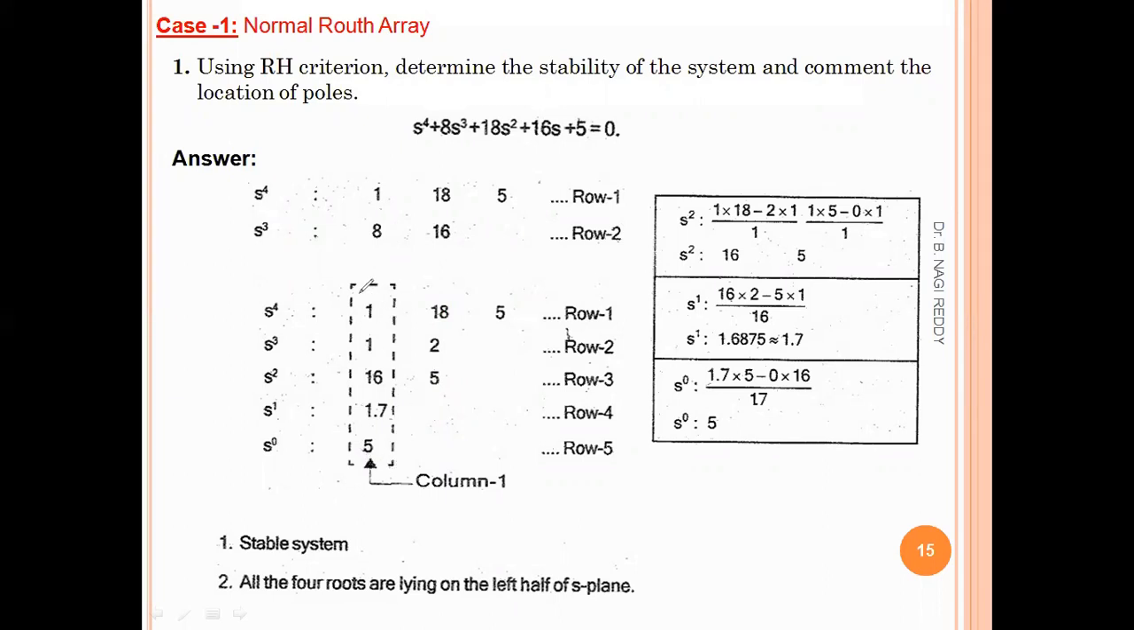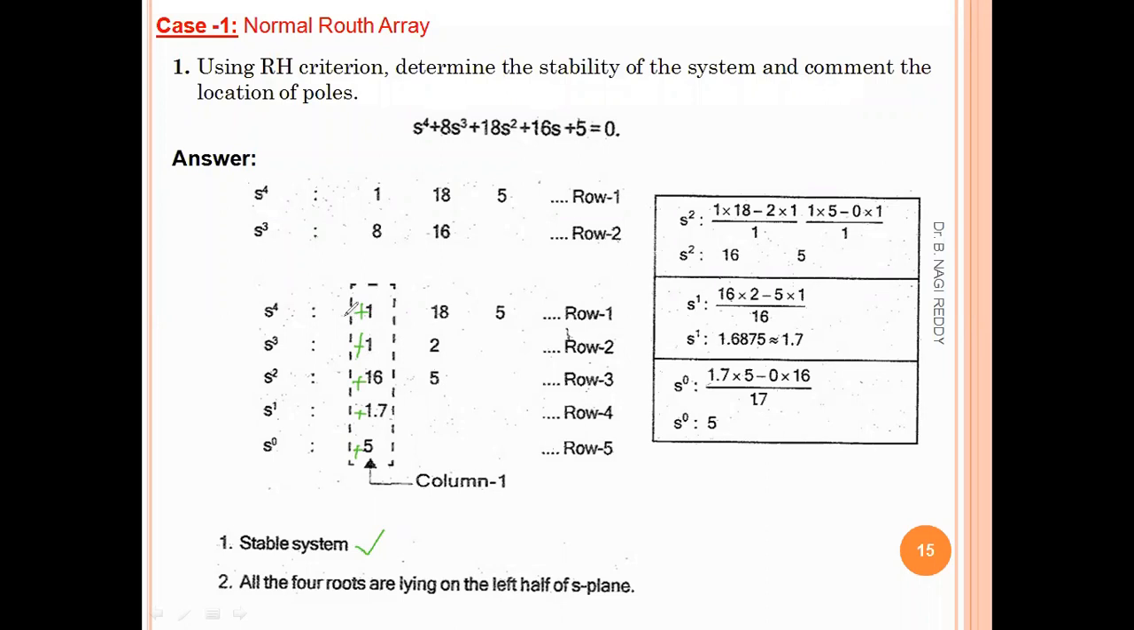You can see the dotted line, and we know according to the Routh-Hurwitz statement that the first column doesn't have any sign changes. You can see this is +1, and this is also +1. This is +16. This is +1.7, and this is +5. So all are positive signs. There is no negative sign. So that means there are no sign changes in the first column. Therefore, the system is stable.